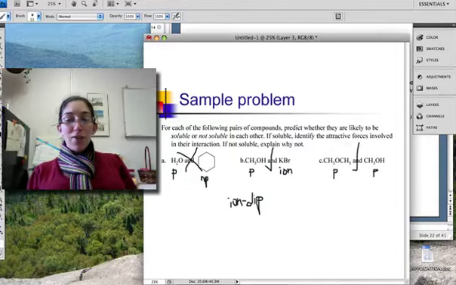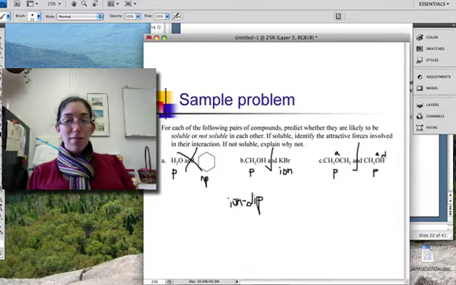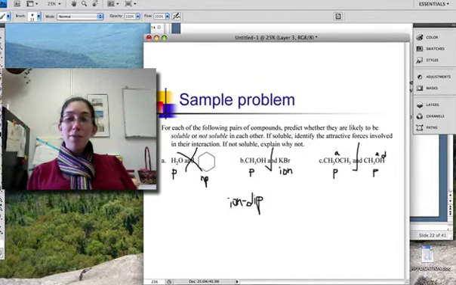If soluble, identify the attractive forces involved in their interaction. So London forces, check, but they're polar, so they're also going to have dipole-dipole attractions. Check. Do they have hydrogen bonds is the last thing to check for. This one has an oxygen by itself that's not bound to hydrogen, so it has a hydrogen bond acceptor. And this one has an oxygen that's bound to a hydrogen, so it has a hydrogen bond acceptor and a hydrogen bond donor. So there's a hydrogen bond donor on this one, a hydrogen bond acceptor on this one, so yes, they can engage in hydrogen bonding.